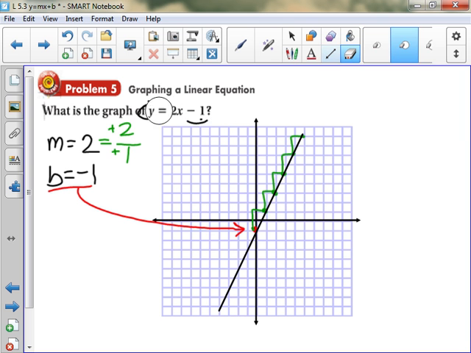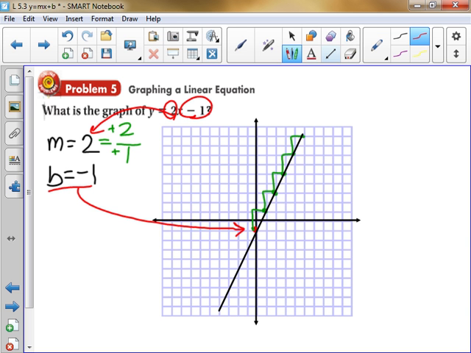One more time. I took the equation, I pulled out the slope and the y-intercept. I start in the beginning, so I put the beginning point on the graph first, and then I use the slope by rising and running to get all of the points that follow.